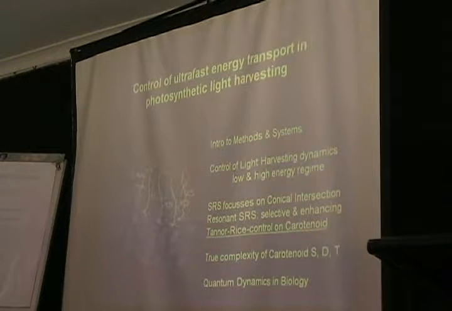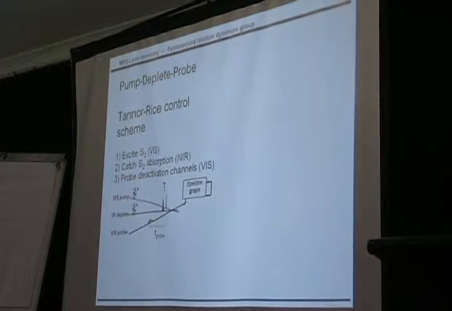I don't have time to speak about the resonant case, where we do see not only selectivity but also enhancement. I want to speak shortly about some other methods that we can apply here. I said that we rely on Raman excitation in the ground state, so is there sufficient Raman excitation in carotenoids?